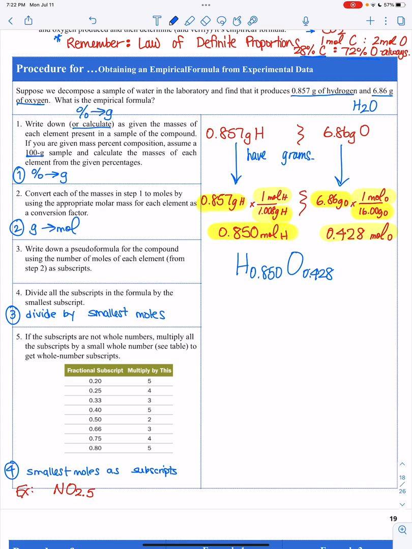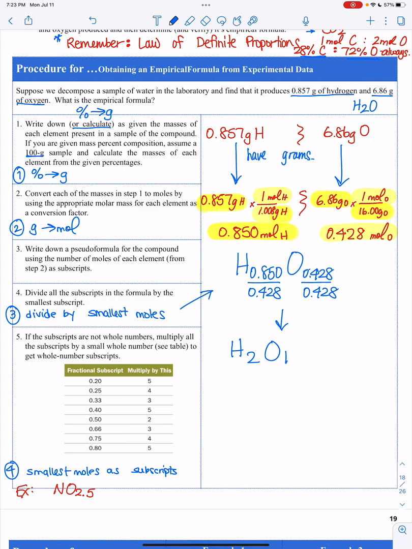This is not how we write chemical formulas. We use whole number subscripts as chemical formulas. But I'm going to show you how we could get there. We get there by dividing each of these numbers by the smallest moles. If I divide both of these numbers by the smallest moles present, that's going to give me my whole number ratio. Between 0.85 and 0.428, I'm going to divide both of them by 0.428.